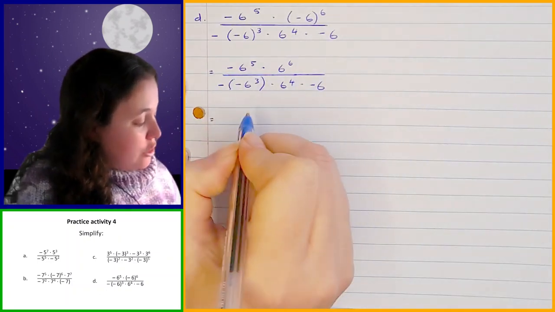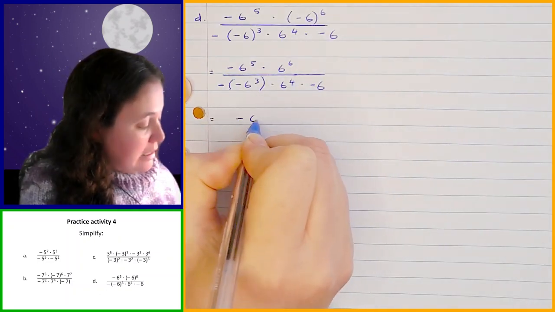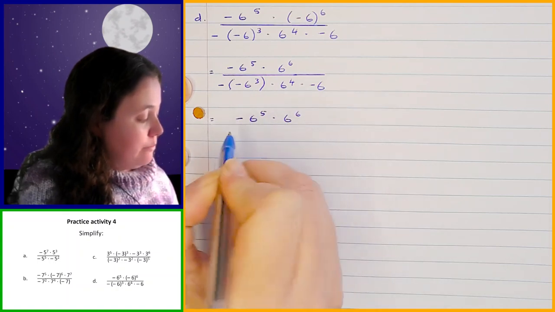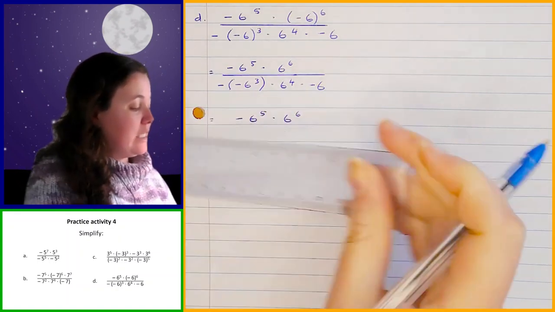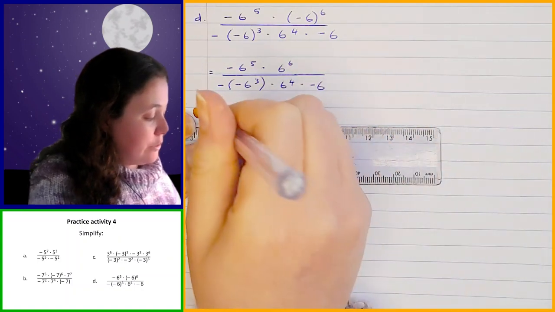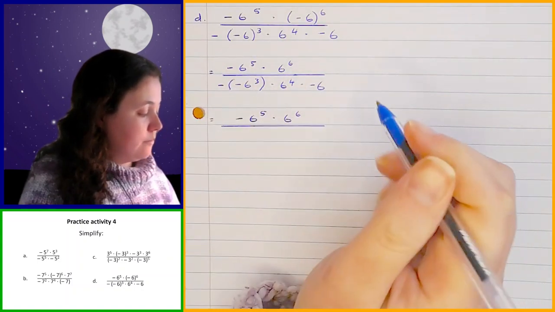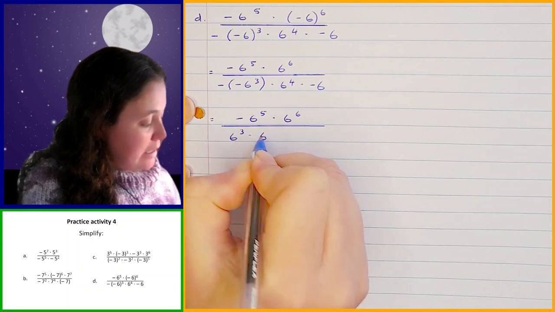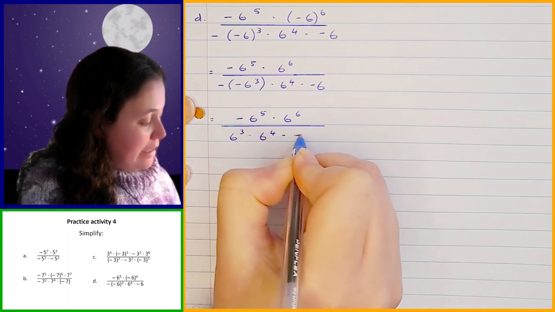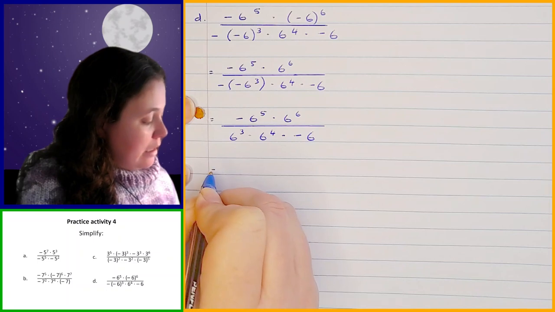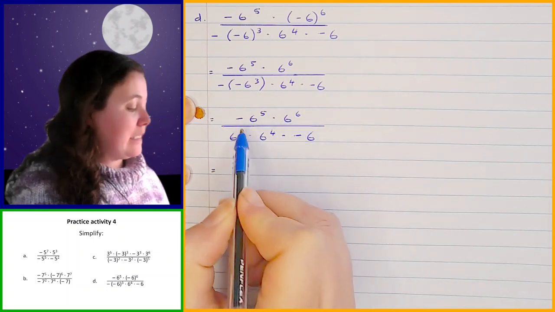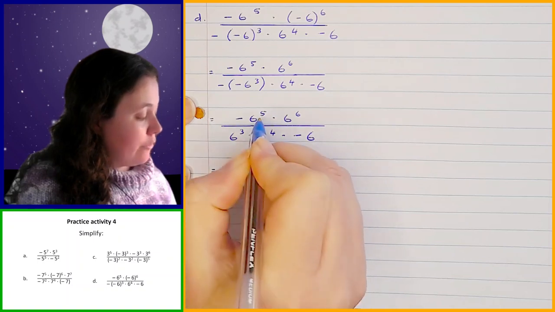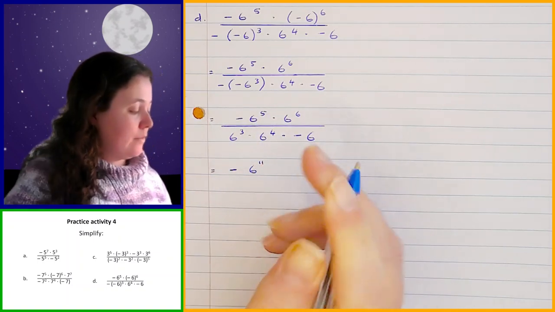Okay, so now at the top over here, I still have negative 6 to the power of 5 times 6 to the power of 6. And at the bottom, this negative and negative is going to become positive. So it's positive 6 cubed times 6 to the power of 4 times negative 6. Now I can simplify my numerator. There's a negative times a positive, that becomes negative. 6 to the power of 5 plus 6 is 11 over.